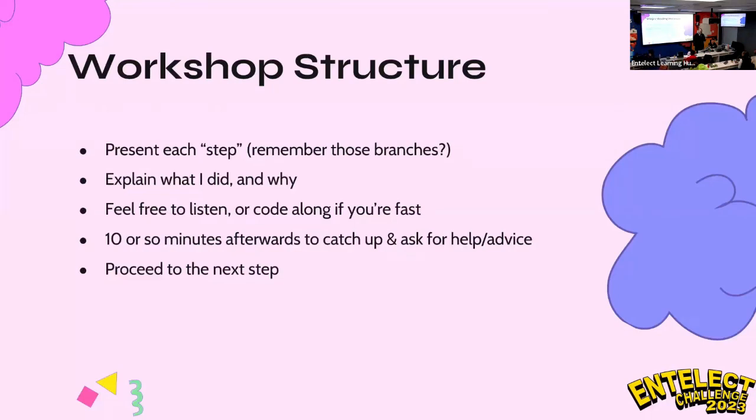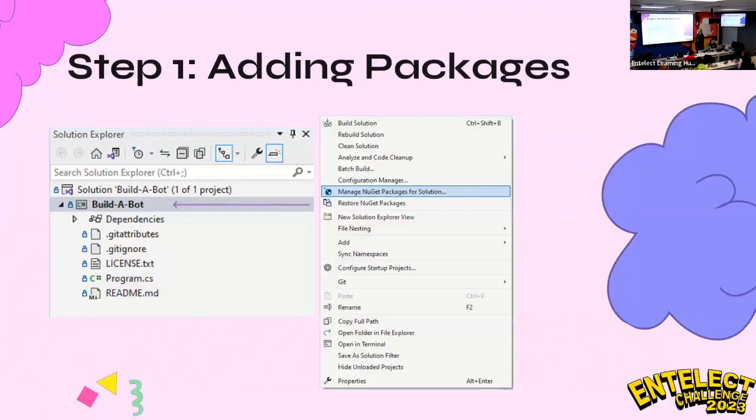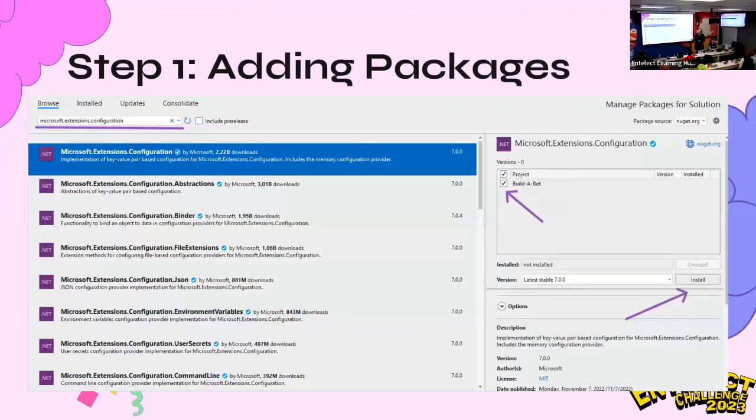So for our first step, we're basically just going to start with adding some packages. So if you right click on your project and select Manage NuGet Packages for Solution, you should be brought to a screen that looks a little bit like this. Make sure you select the Browse tab at the top. And then in that little search bar up there, you can search for the name of the package that we're looking for. And then you click the little checkbox next to the project name.